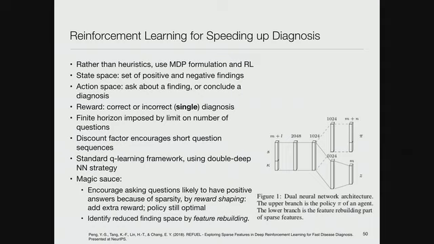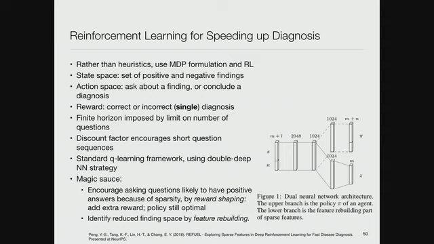There's a discount factor so that the further away a reward is, the less value it has to you at any point, which encourages shorter question sequences. And they use a pretty standard Q-learning framework, or at least a modern Q-learning framework, using a double deep neural network strategy. And then there are two pieces of magic sauce that make this work better.